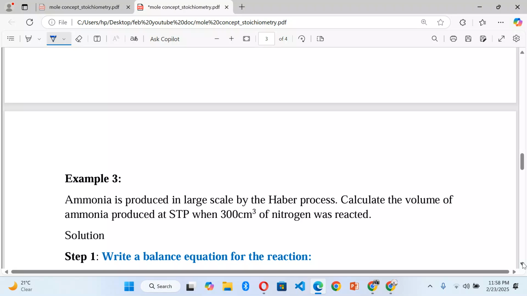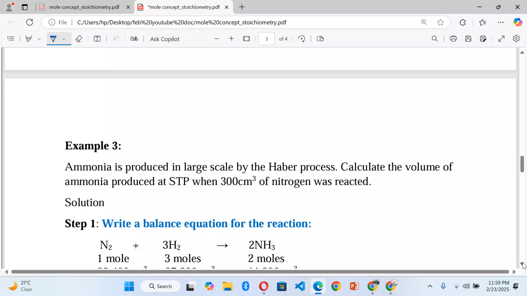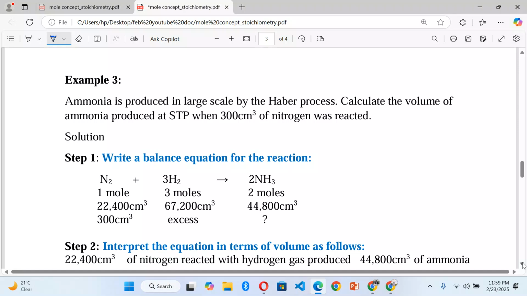We are going to have a recap. I know we have done this before, but we shall be looking through that so that we can remind ourselves how best we can balance equations, and how best we can form chemical compounds and chemical formulas of different substances. Let's look at this last example. So this last example is saying ammonia is produced on a large scale by the Haber process. Calculate the volume of ammonia produced at STP when 300 cubic centimeters of nitrogen was reacted. So in this case, they want us to calculate the volume of ammonia which is produced.